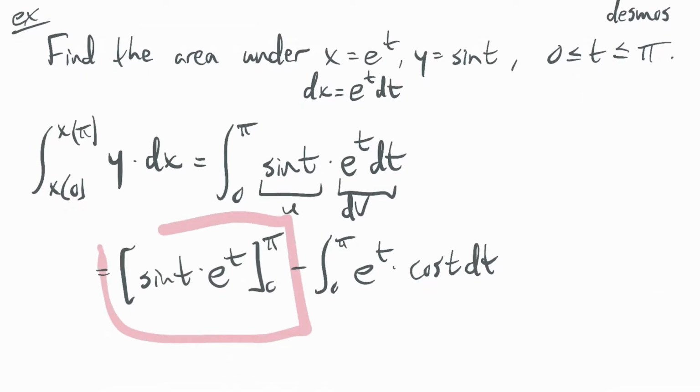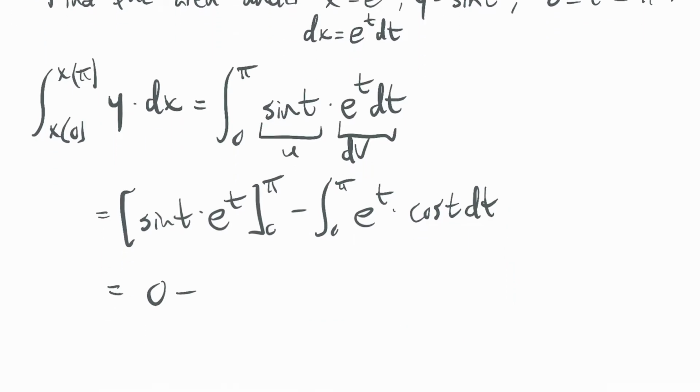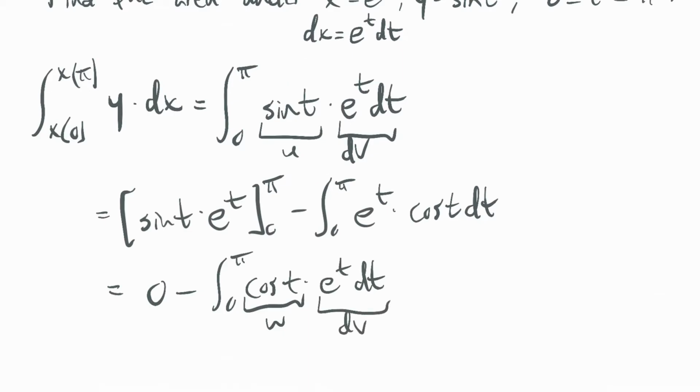If we evaluate this guy, sine of pi is 0, sine of 0 is 0. So this whole thing is 0, conveniently. So we get 0 minus, now here, I'm going to rearrange this. I'm going to pair the e to the t with the dt, because we have to do integration by parts again. So this will be the integral from 0 to pi of cosine of t times e to the t dt, okay? I'm going to call this w. I don't want to reuse u. We've already used it up here. And this is dv again, okay?